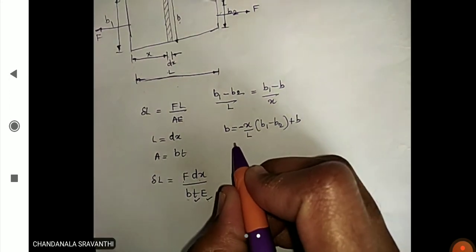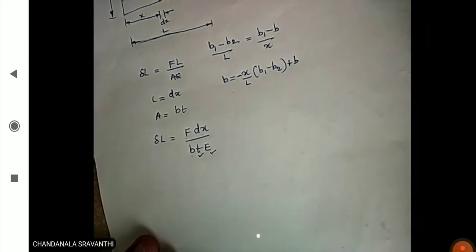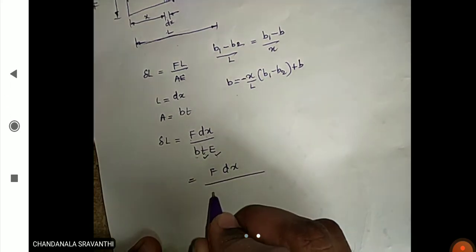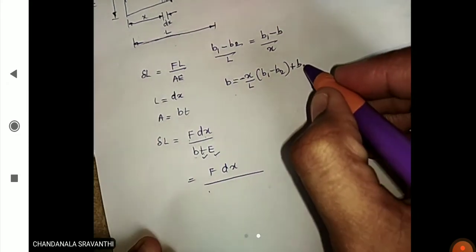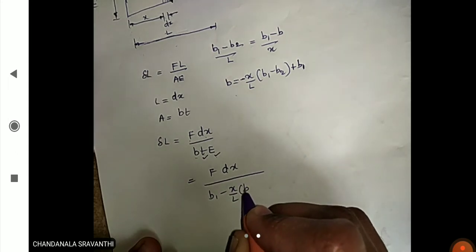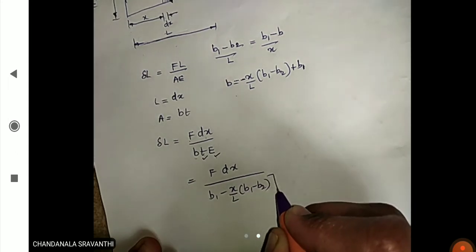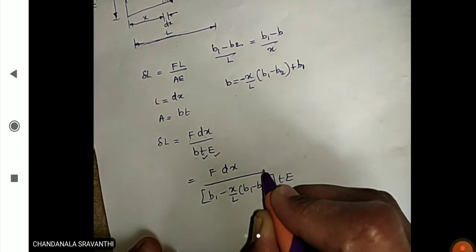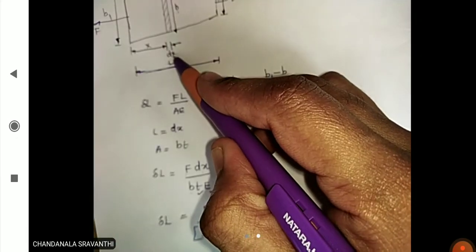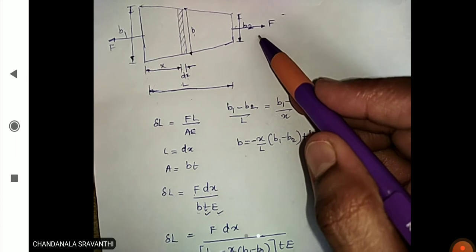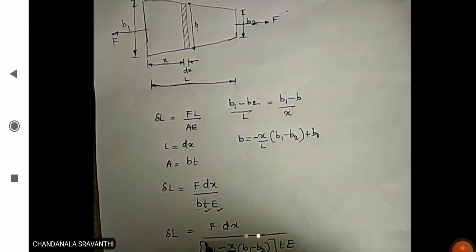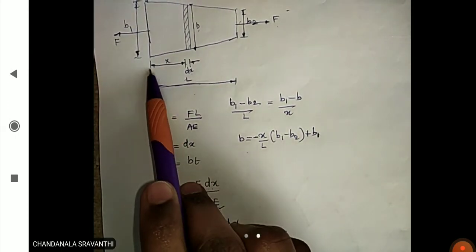Now we are going to substitute this value here. After substituting, we get F into dx by b, where b is B1 minus x by L into (B1 minus B2), multiplied by T into E. This is the small elemental deformation for the elemental length dx after application of this external load F. Now we are going to integrate this small elemental elongation from x equal to 0 to x equal to L.